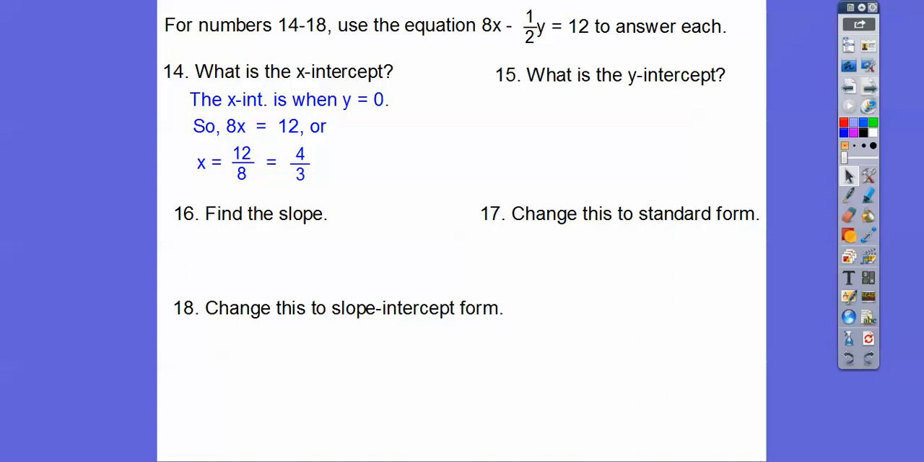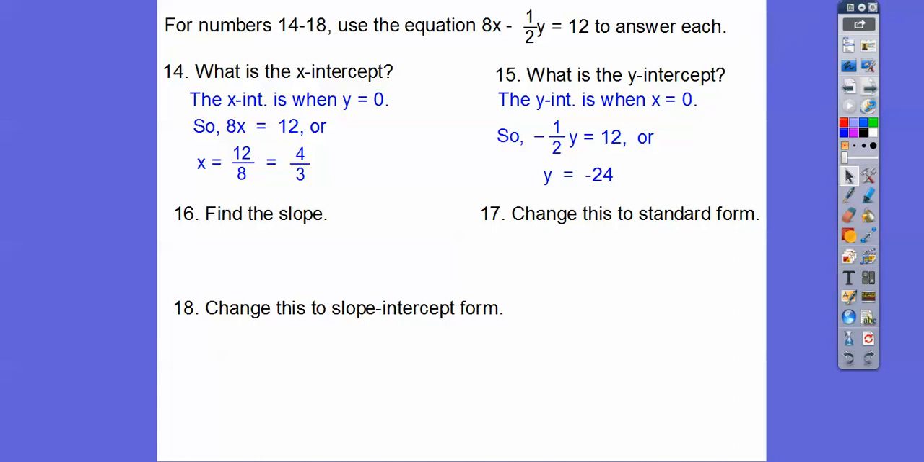Okay, the y-intercept is when x equals 0. So when x equals 0, then we just put 0 in next to the 8. So this goes away, and we're left with negative 1/2 y equals 12. To get rid of the negative 1/2, we multiply both sides by 2. So when we do that, we get y equals 24. So if they asked for an ordered pair, it would be 0, comma 24.